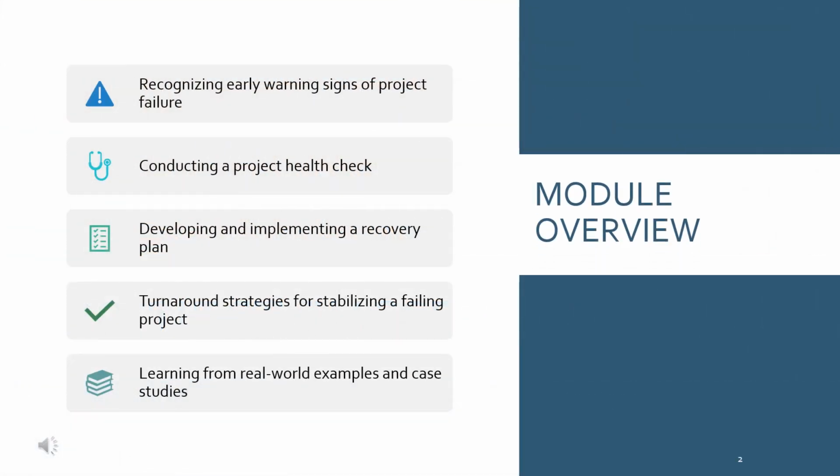In this module, we'll explore the key strategies and techniques for saving a failing project. We'll begin by discussing how to recognize the early warning signs that indicate a project is in trouble. Next, we'll walk through the process of conducting a project health check, which involves diagnosing the root causes of the project's challenges. From there, you'll learn how to develop and implement a recovery plan, focusing on scope realignment, resource optimization, and stakeholder re-engagement. Finally, we'll look at practical turnaround strategies and analyze a case study that demonstrates how these techniques can be applied in real-world scenarios. By the end of this module, you'll have the tools and knowledge needed to rescue a project that's on the brink of failure.